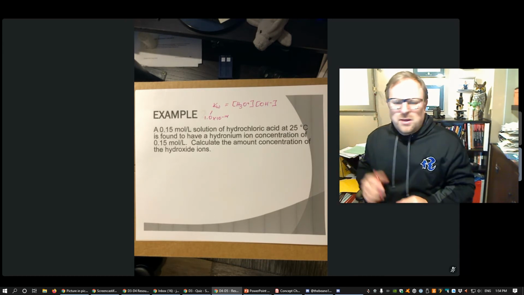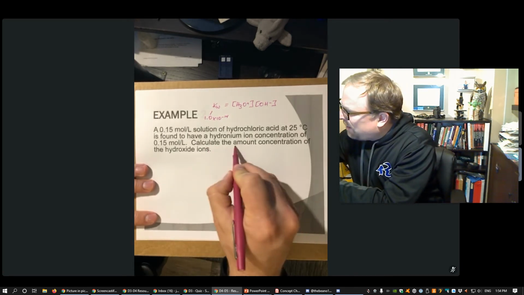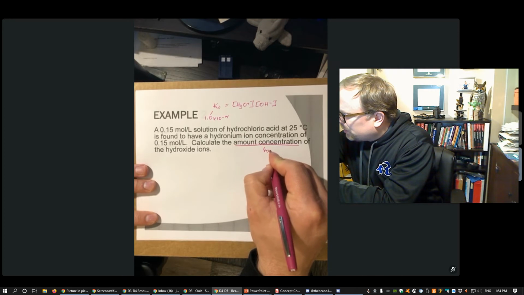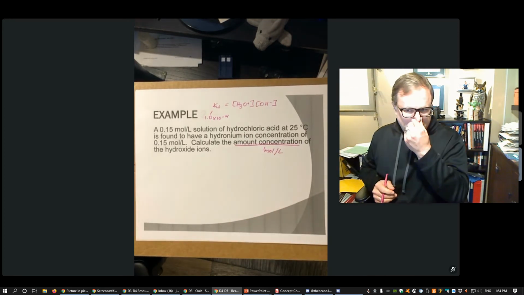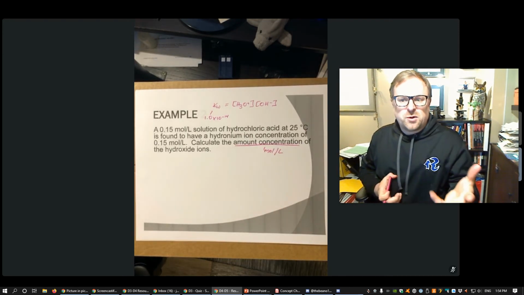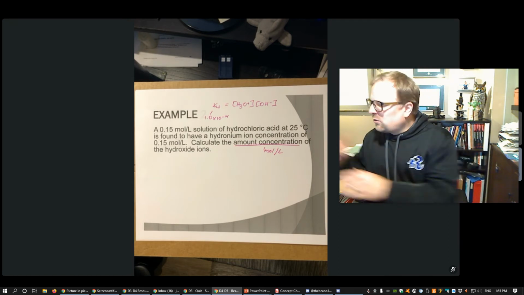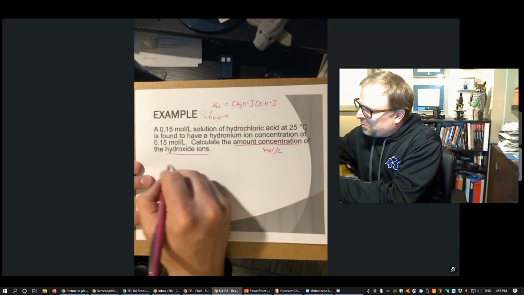So we need to calculate the amount concentration. Remember, amount concentration is moles per liter, right? That's what we're calculating, amount concentration. Some of the videos are going to call it molar. That means moles per liter of the hydroxide ions. Okay, so this is super simple.